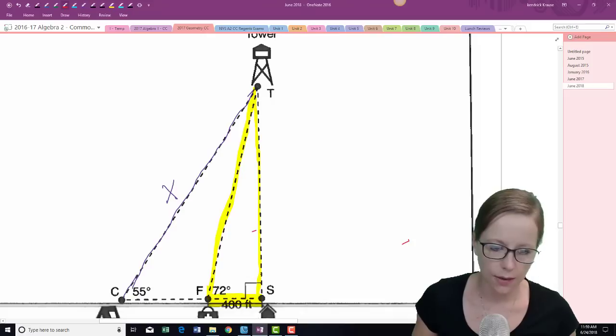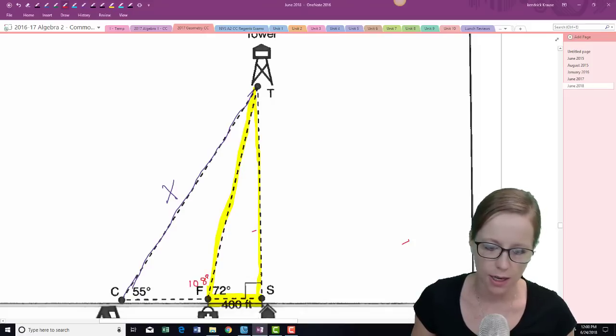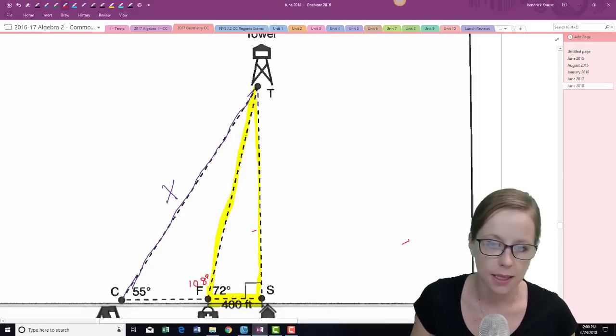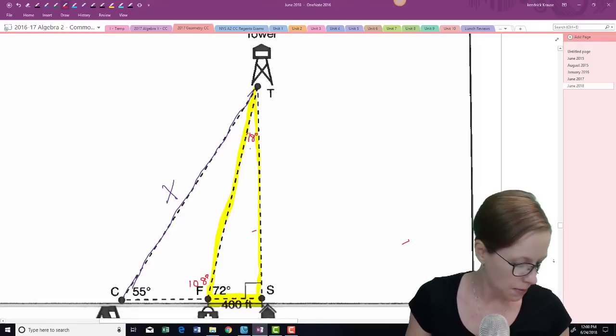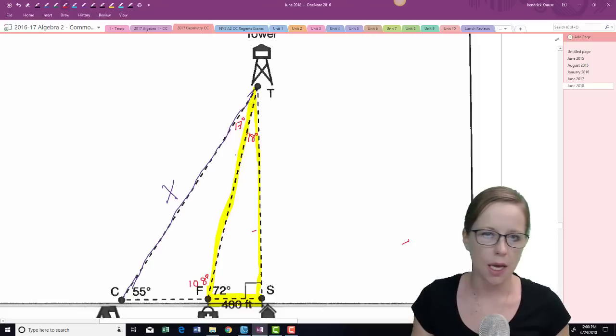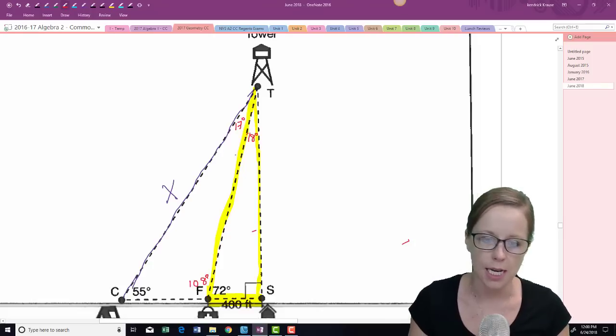So I would fill in all of the angles. Right next to here, 72 and 108 make a linear pair, so we know that's 108 degrees. In this yellow triangle, if that's 72 and that's 90, that means that this angle is 18 degrees. And in this weird triangle, we've got 108 and 55, meaning that this angle is 17 degrees. So just using the angles in a triangle add to 180.